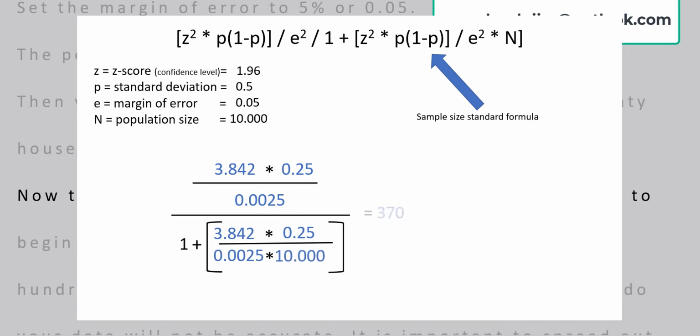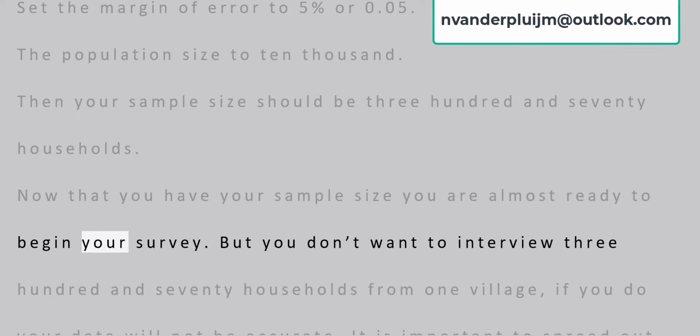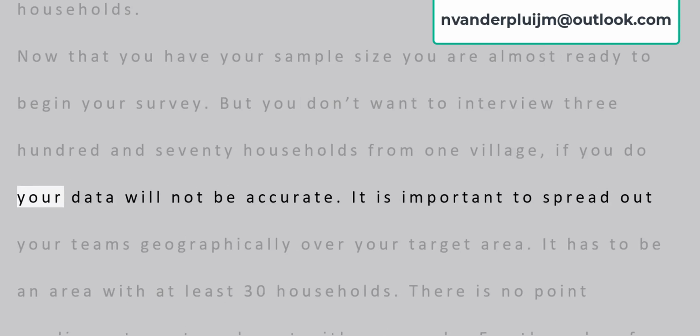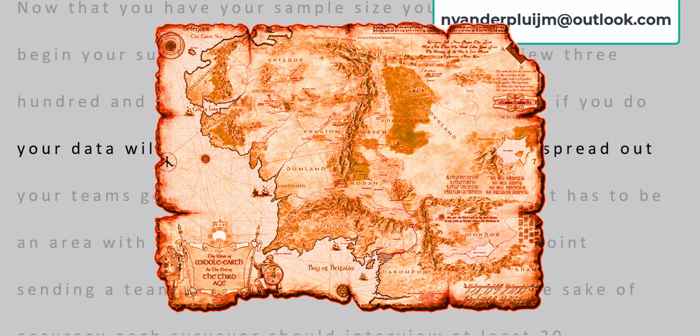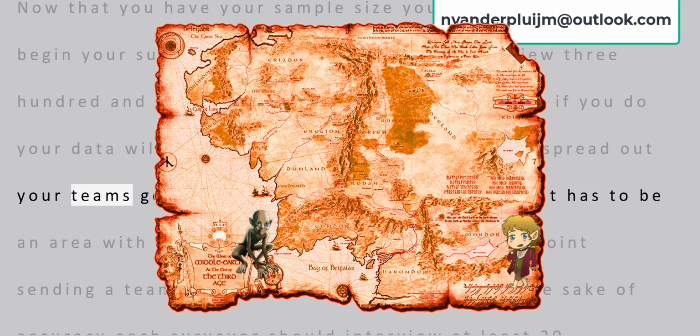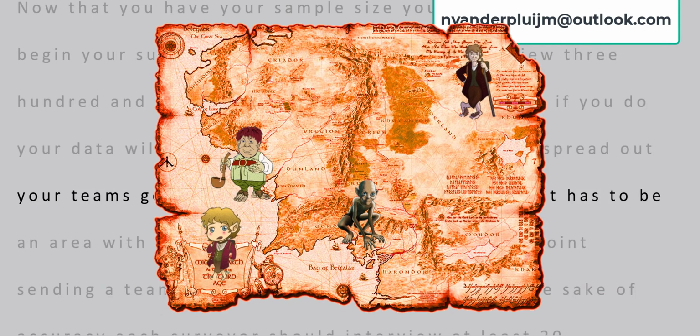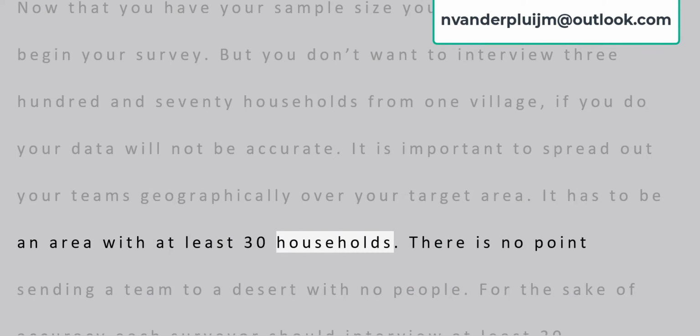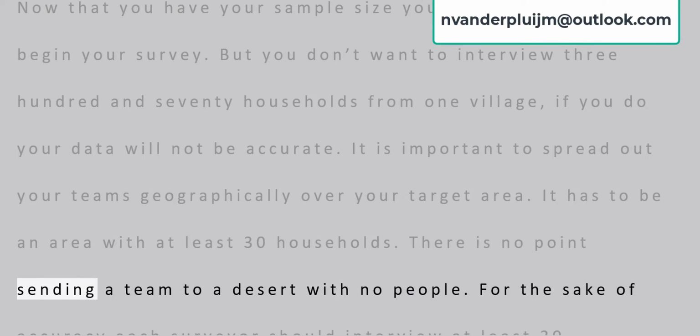Now that you have your sample size, you are almost ready to begin your survey. But you don't want to interview 370 households from one village. If you do, your data will not be accurate. It is important to spread out your teams geographically over your target area. It has to be an area with at least 30 households. There is no point sending a team to a desert with no people.